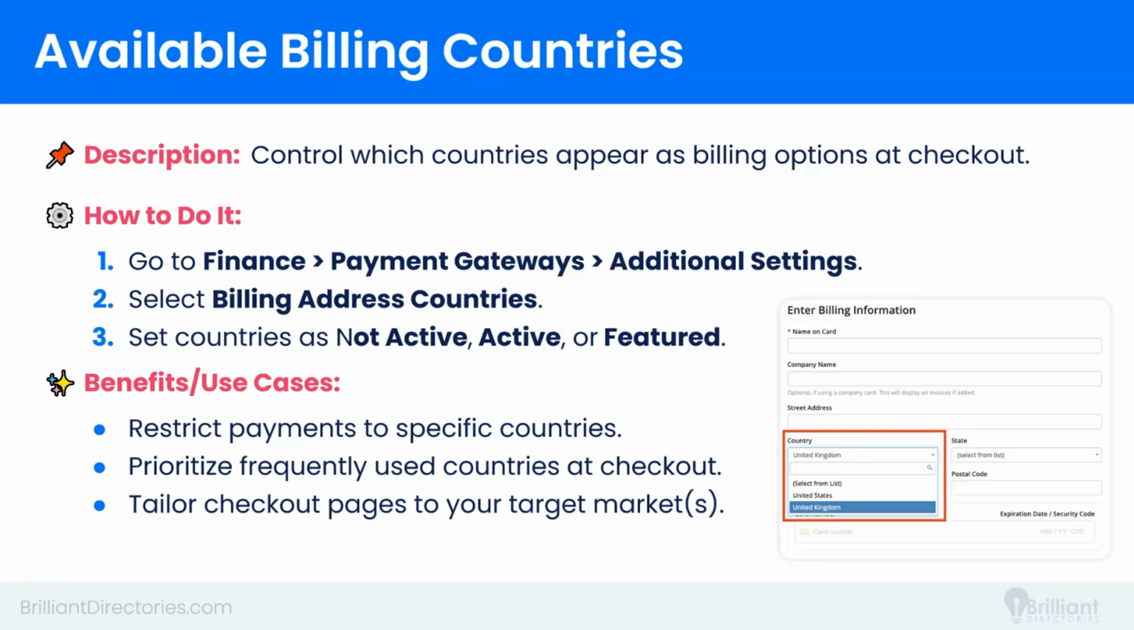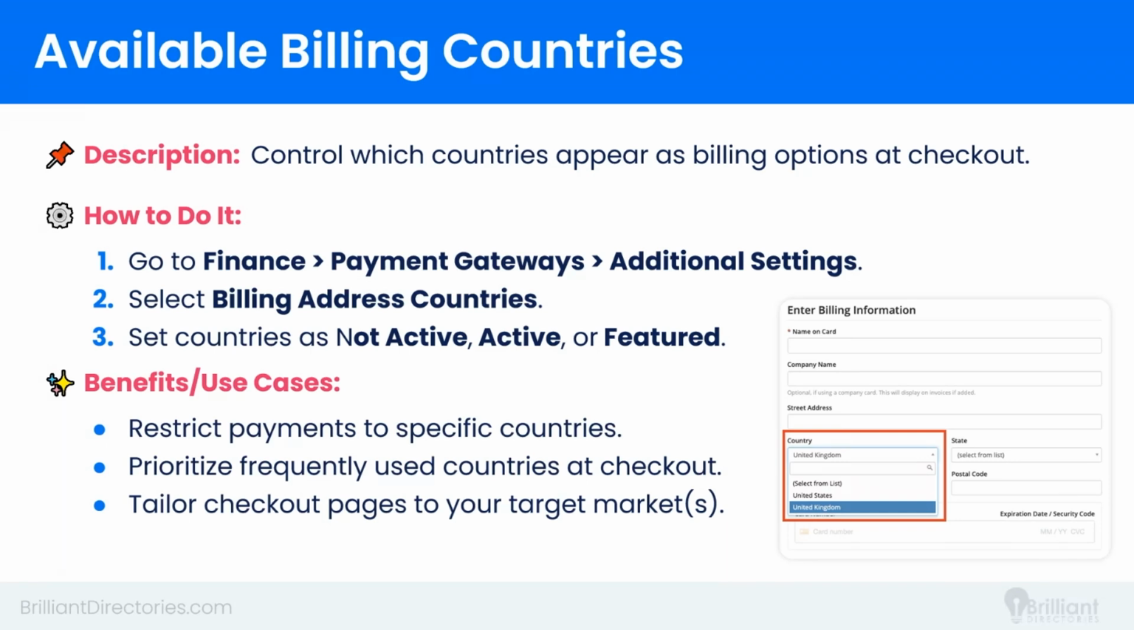Moving on to the second BD quick tip here, available billing countries. So with this, you can actually choose which countries will appear in the drop-down list as billing options when a prospective member is on one of your checkout pages. They're putting in their credit card information because they're going to be paying for one of your membership plans, for instance. So with this, you can restrict payments in essence to specific countries, and you can also prioritize frequently used countries at checkout.